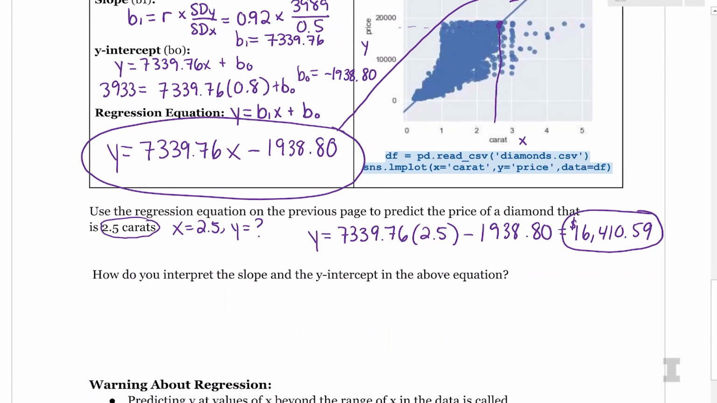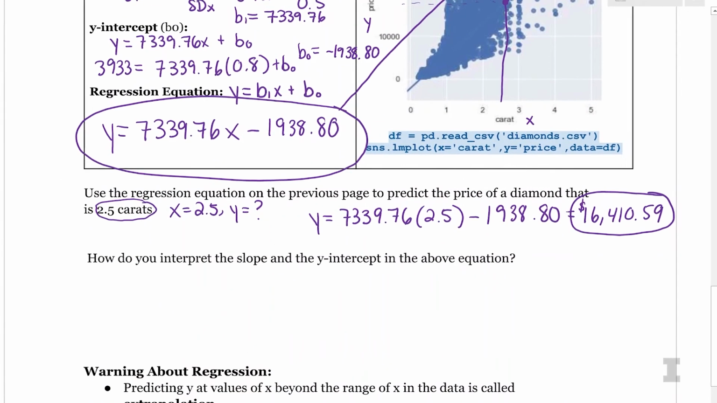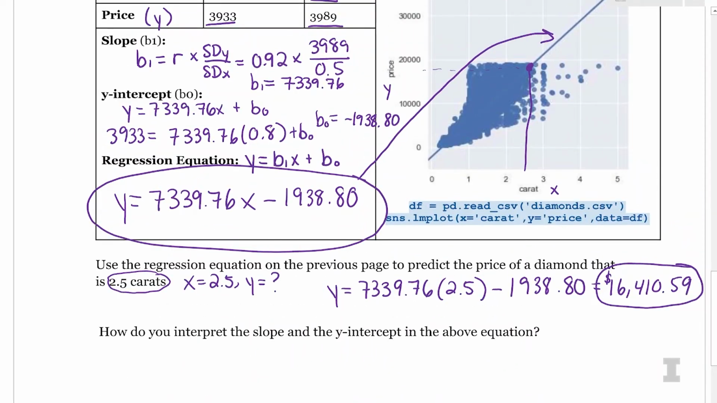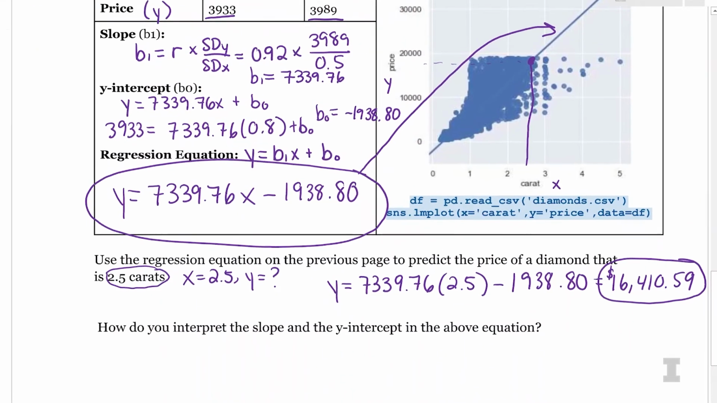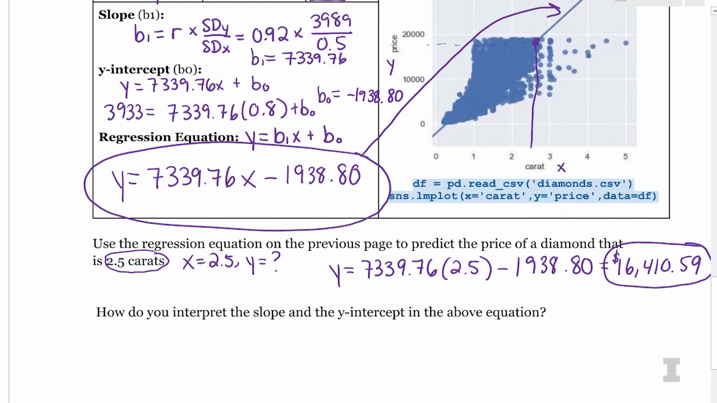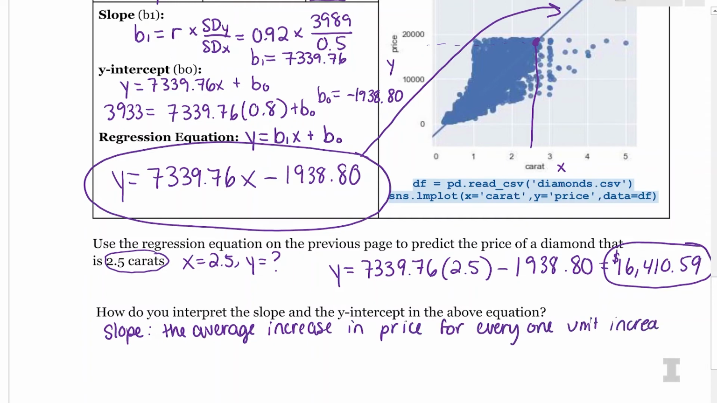And then the last part of this little puzzle says, how do you interpret the slope and the y-intercept in the equation above? And this is good to take note of. So the slope is the average change in y for every 1 unit increase in x. So the slope, I'm going to say, is the average increase in price for every 1 unit increase in carat. So the price goes up about $7,000-ish for every 1 unit increase in carat.